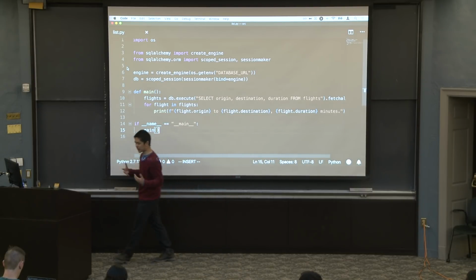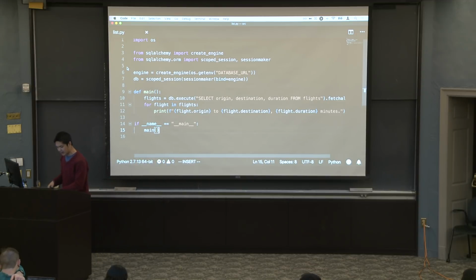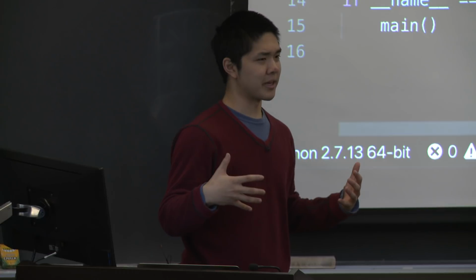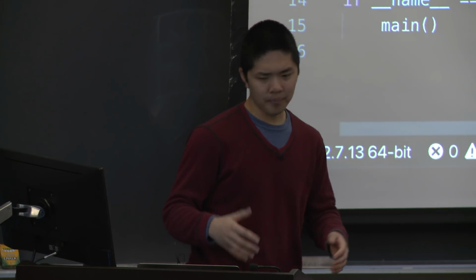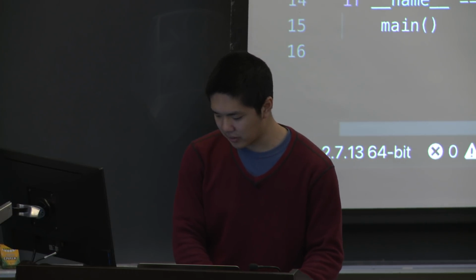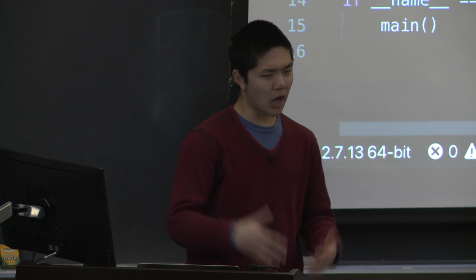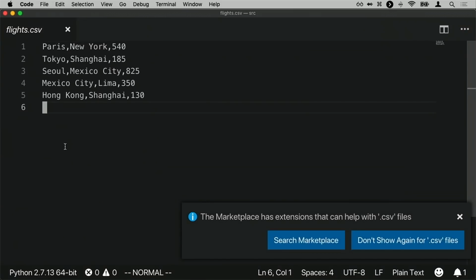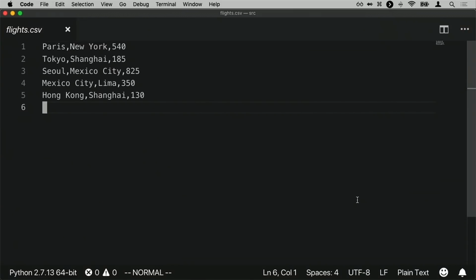All right, so that was listing all of the things inside of a database. Let's look at inserting things into a database. Maybe I want to insert them from a file. And a file type that we introduced in CS50 were CSV files, comma-separated values. And those files looked a little something like this. This is a file called flights.csv.